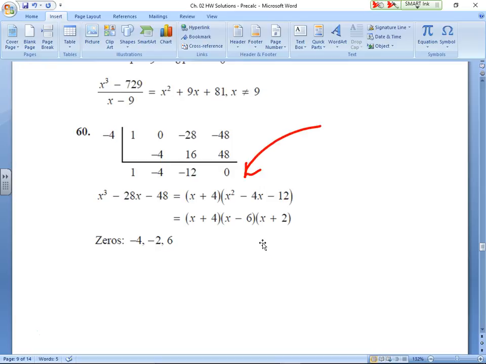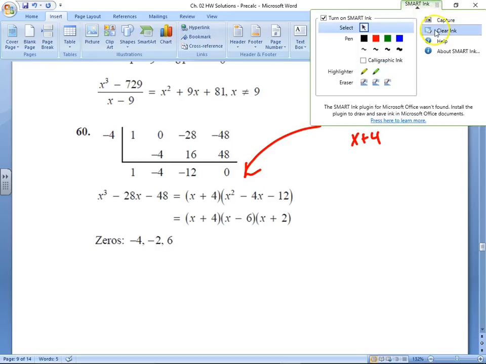Remember, this comes from the division, and we move the x plus 4 to the other side. So we did this division, we got this answer. If you're trying to look at the factors, the x plus 4 can go up, and look, it's the factors, and then the quadratic can be factored one more time, and then we set each one equal to 0.